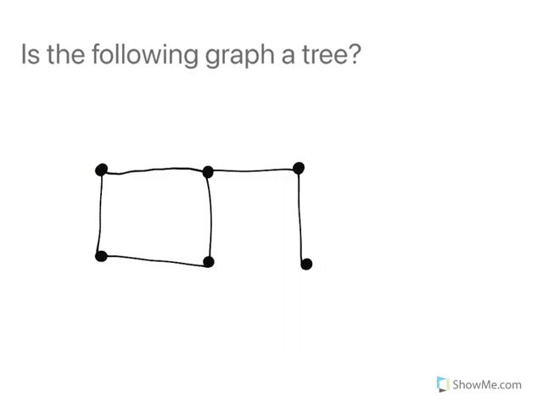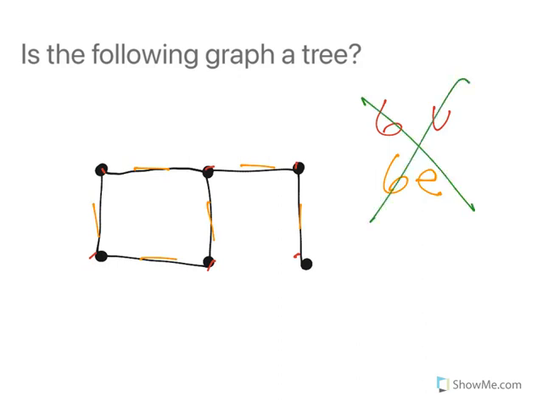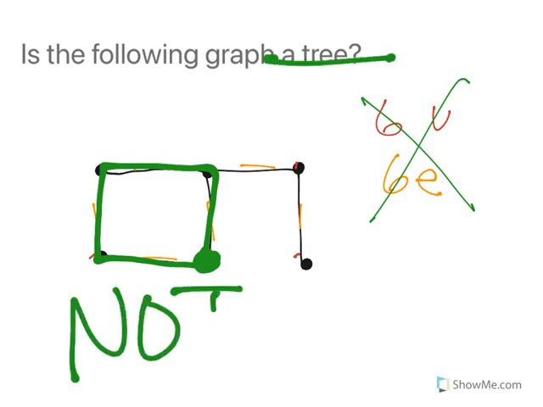What about this one? Is this a tree? Well, we have 1, 2, 3, 4, 5, 6 vertices and 1, 2, 3, 4, 5, 6 edges. Right there, that tells us this is not a tree. You can also see we have a circuit, right? Because we start and end at the same vertex. And therefore, no, this is not a tree. Maybe I shouldn't use that. This is not a tree.